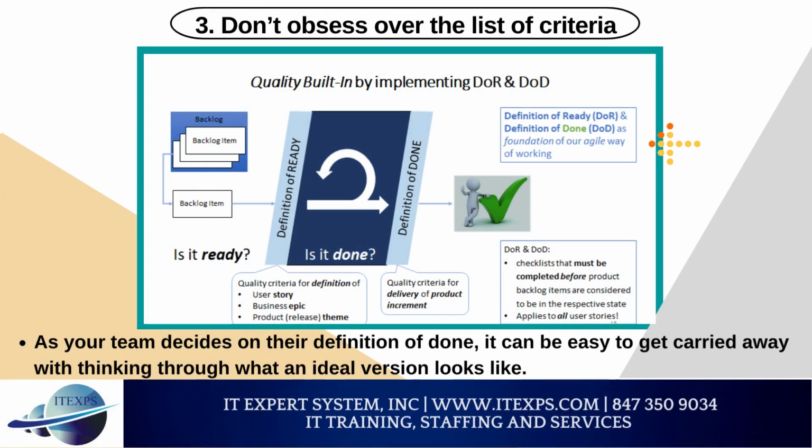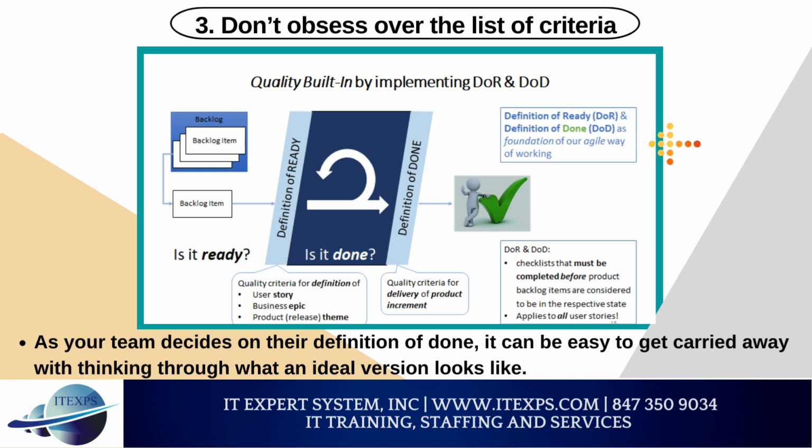3. Don't obsess over the list of criteria. As your team decides on their definition of done, it can be easy to get carried away with thinking through what an ideal version looks like. And while this is a good exercise, you have to be realistic with what you include in your criteria. Earlier, we called the definition of done a shared understanding between the development team and the product owner. But too many DoD items will split your team's attention.